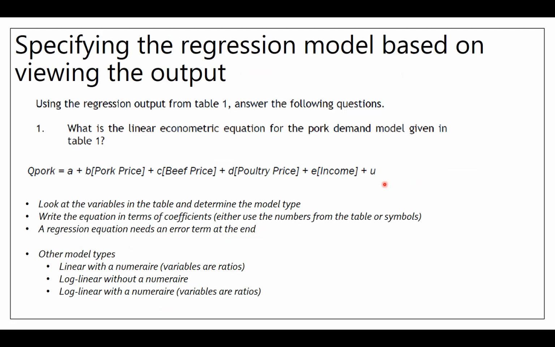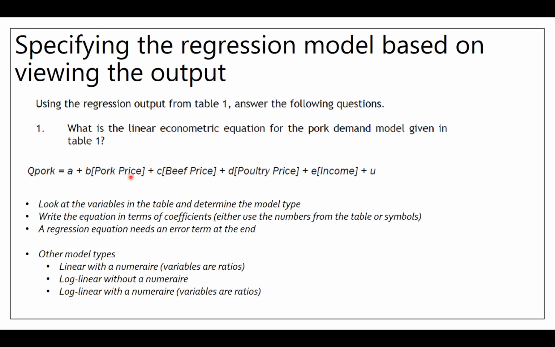Okay, I can promise you somewhere on the exam you will be asked to write the actual equation. What does the econometric equation for pork demand look like if you've been given these sets of results? It's really just a matter of how you want to write it. In the handout I wrote Q of pork, and then just A, B, C, D, and E for the coefficients. You can actually plug the numbers in if you want.